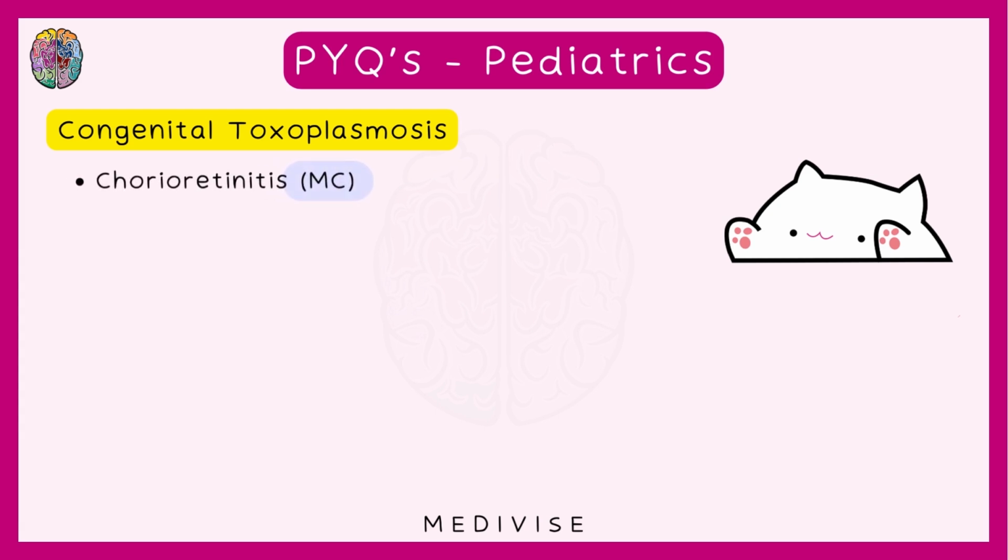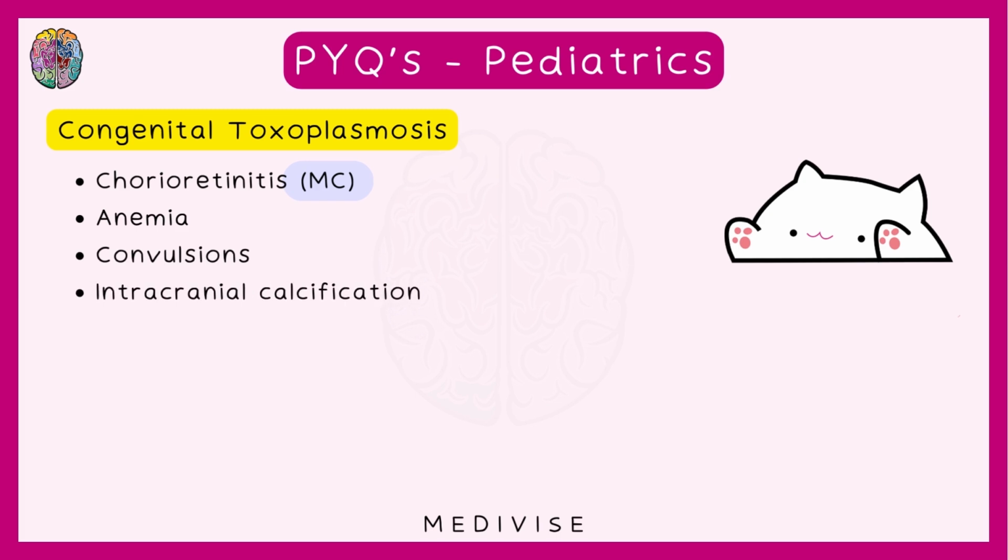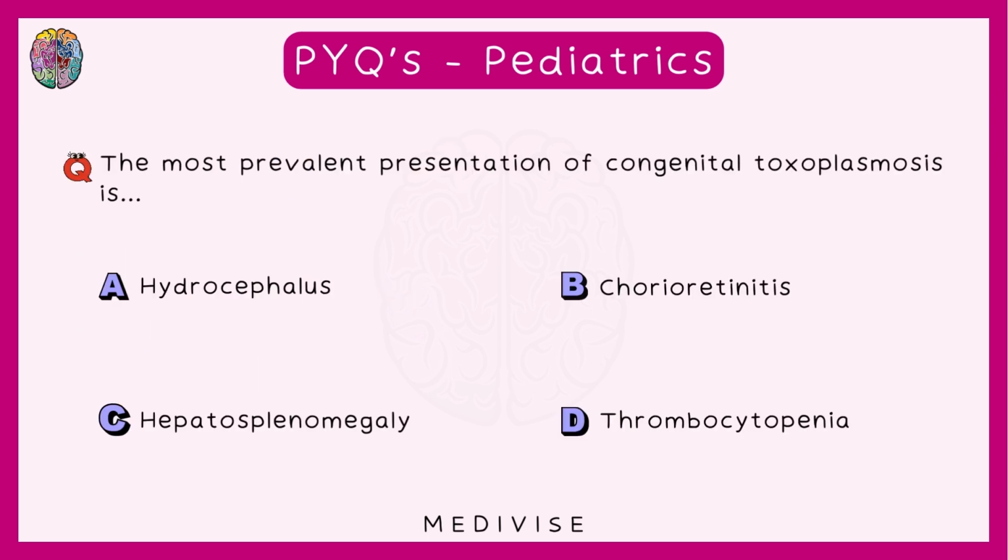So, chorioretinitis is the most common symptom that we see. So, this is our answer, but let's see other symptoms as well. So, there can be anemia, convulsions, very important intracranial calcifications are also seen, jaundice and hydrocephalus also. So coming back to our question, the most common symptom seen is chorioretinitis.